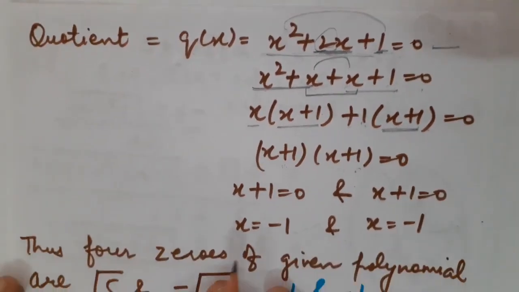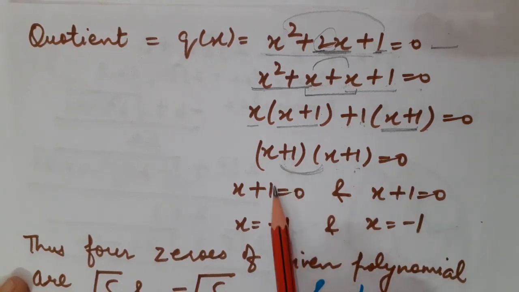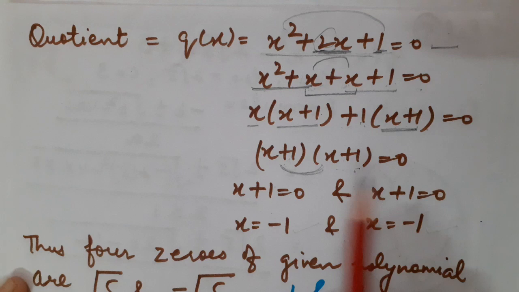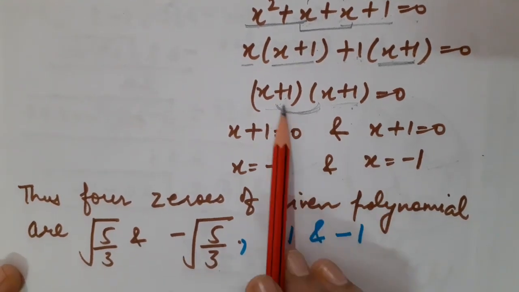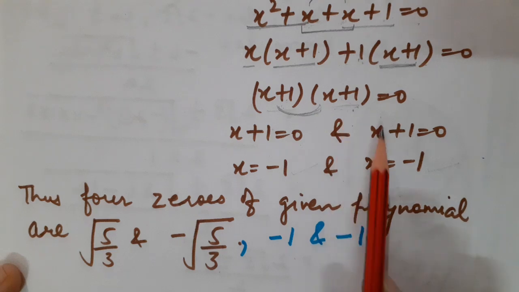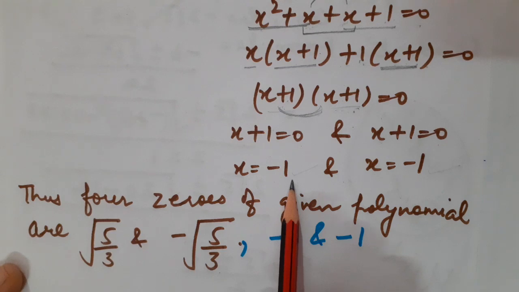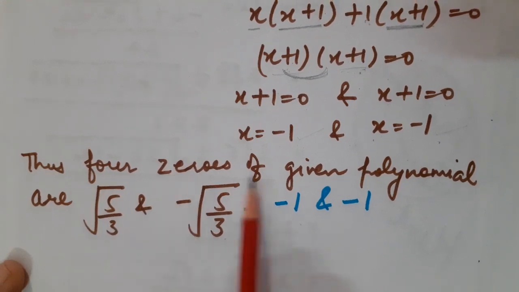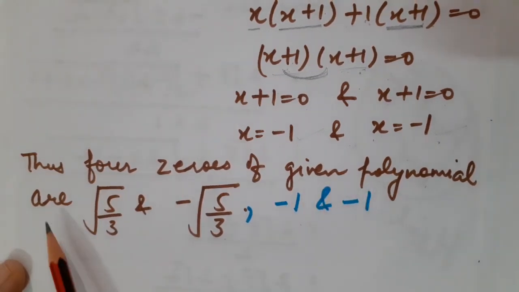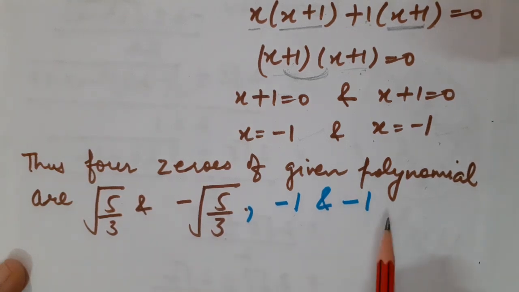Fine. Equating, because the product of both the expressions is 0, you have to equate either one to 0 or the other to 0, or you can put both also 0. Because I have to calculate both the zeros, I am going to put both the expressions equal to 0. So x plus 1 is equal to 0, and here also x plus 1 is equal to 0. So what I have got, children, x is equal to minus 1 here. Similarly, x is equal to minus 1. So thus, the 4 zeros of the given biquadratic polynomial are root 5 by 3, minus root 5 by 3, minus 1 and minus 1.